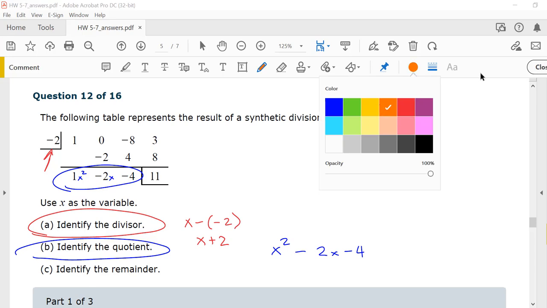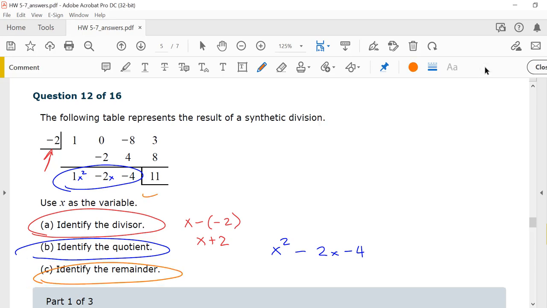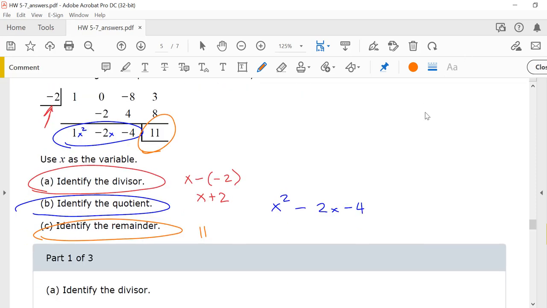And then for the remainder, you get that here. The remainder is 11. I don't know if they want you to do 11 or if they want you to do 11 over x plus 2. I don't know what the computer program will want, but this is where you get the remainder.